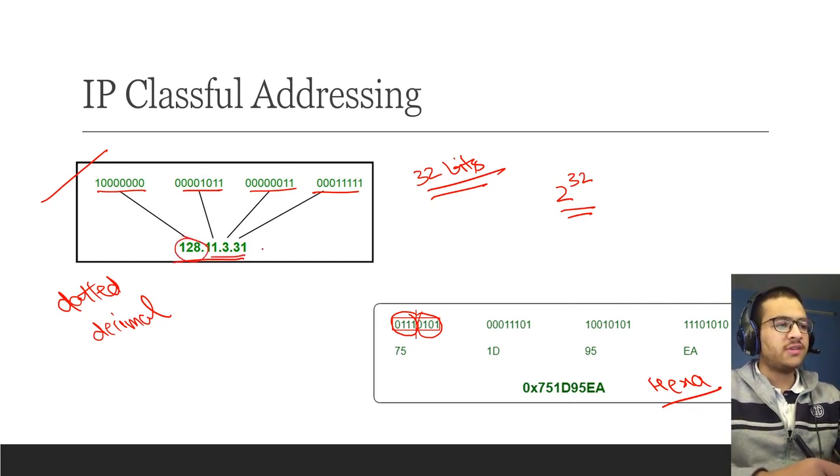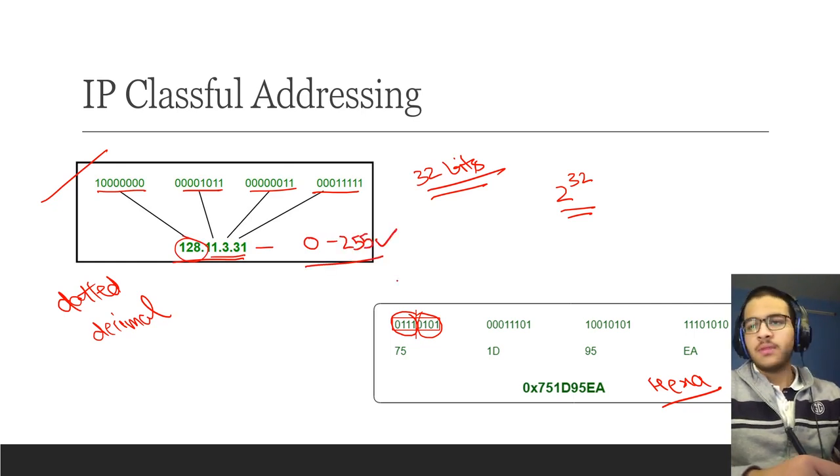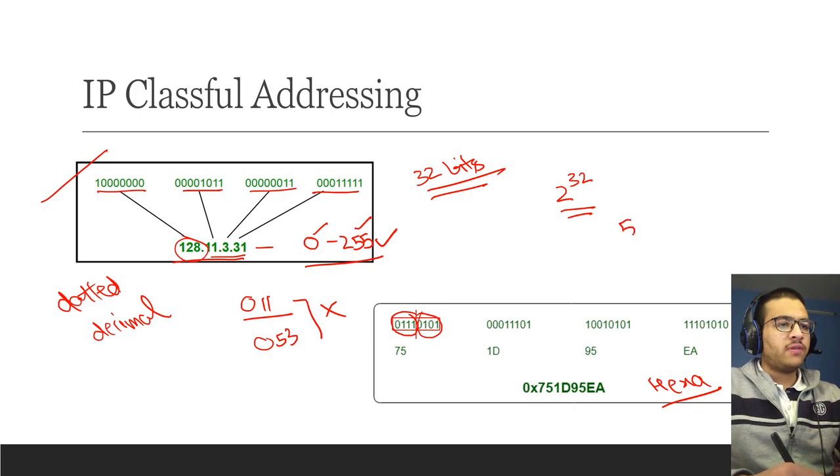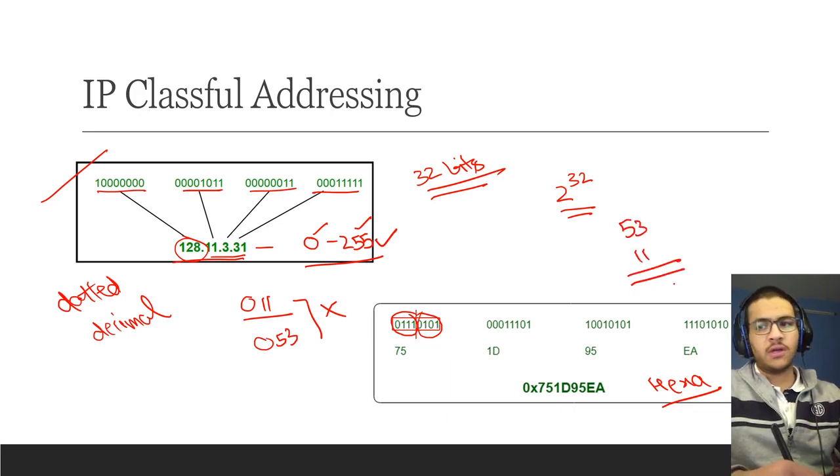Some points to be noted about the decimal notation is that each of these octets can range from 0 to 255, and both 0 and 255 are included. There are no zeros preceding any number, like it cannot be 011 or 053. These are invalid. Only 53, 11 and such numbers will work.